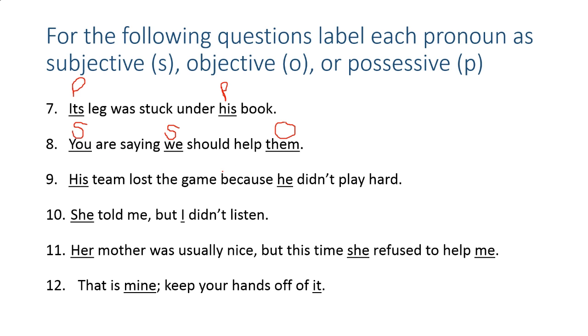His team lost the game because he didn't play hard. His team lost the game. He kind of in a way owns his team, so this is going to be a possessive pronoun. You'll notice that "he didn't play hard" is an independent clause, and he is the subject of that clause, so this is a subjective pronoun.